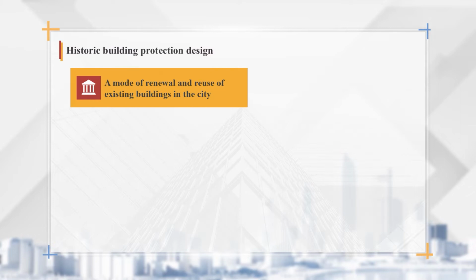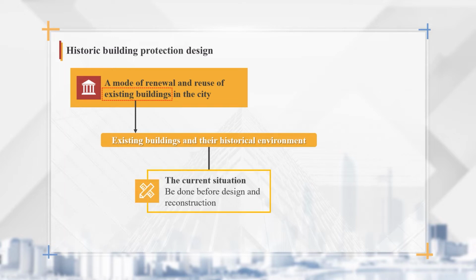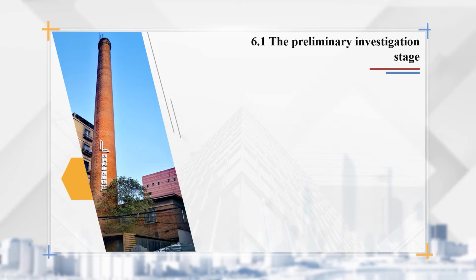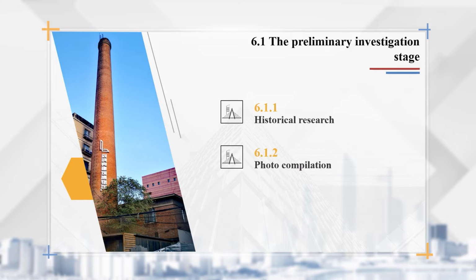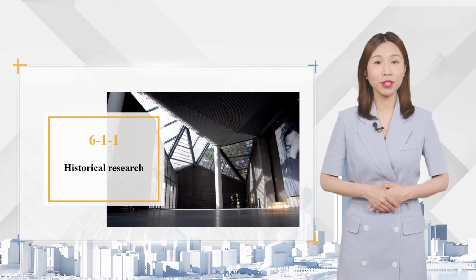Historical building protection design is a mode of renewal and reuse of existing building in a city. Therefore, we should investigate the current situation of existing buildings and their historical environment, which must be done before design and reconstruction. The preliminary investigation stage mainly consists of 5 parts: historical research, photo compilation, building mapping, building inspection, and comprehensive evaluation. First, let's look at the first part, historical research.